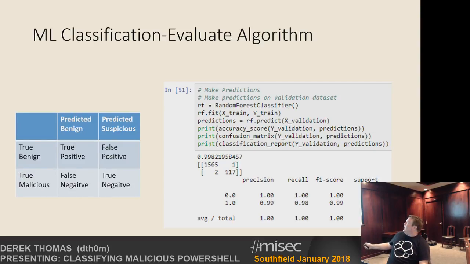So this is a confusion matrix right here, and this is just to show you what this is. The row is true benign, so we have 1,565 correctly classified benign events. We have one that's benign that we classified as malicious, and then down here we have truly malicious events. We have 2 that were truly malicious, but we classified as benign. This is really the worst, and the hardest to find: false negatives. And then we had 117 malicious events that were correctly classified.